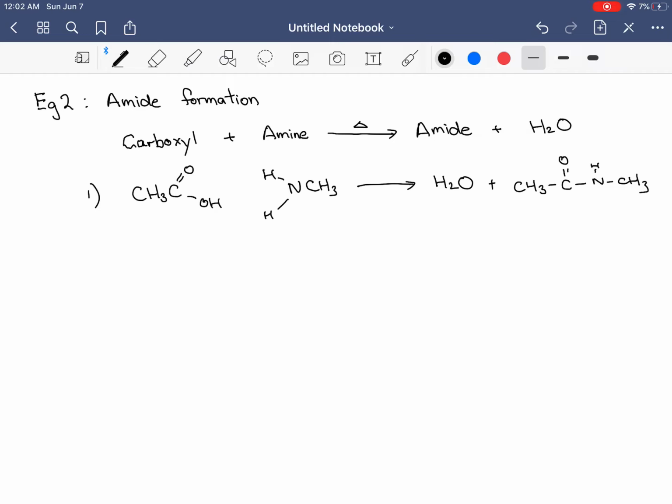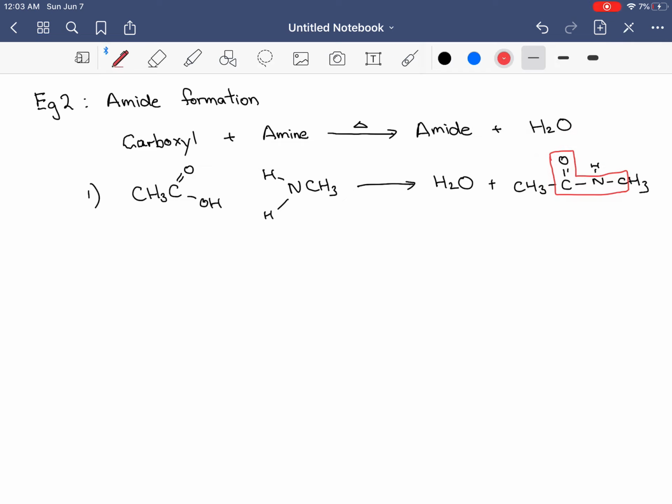Now, this right here, C double bond O and N, is called an amide. Just like how we saw yesterday, C double bond O and C-O is called an ester, this is known as an amide configuration.